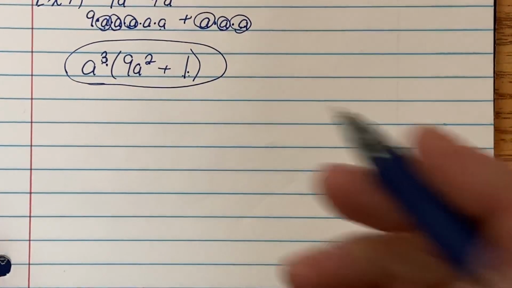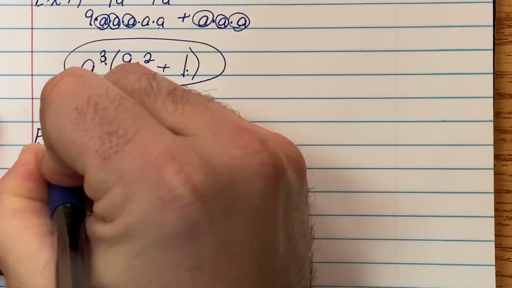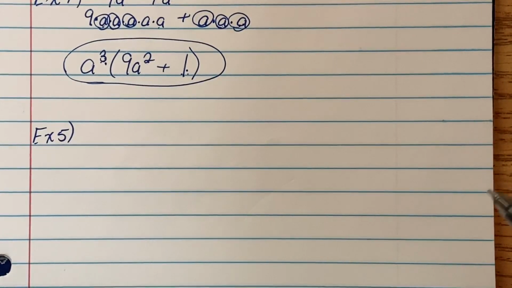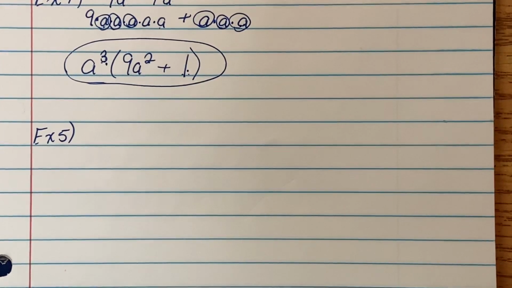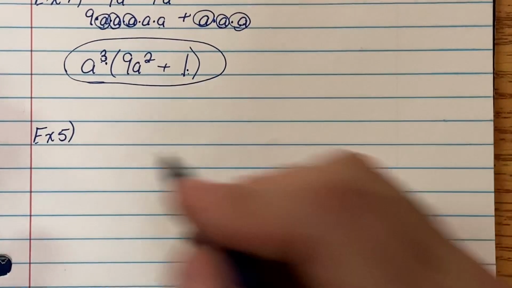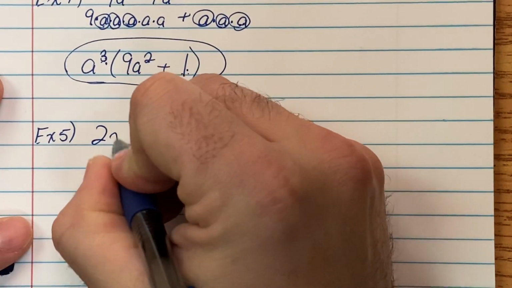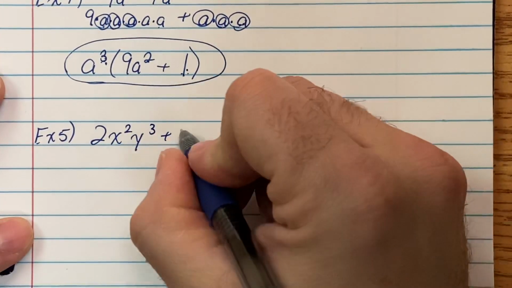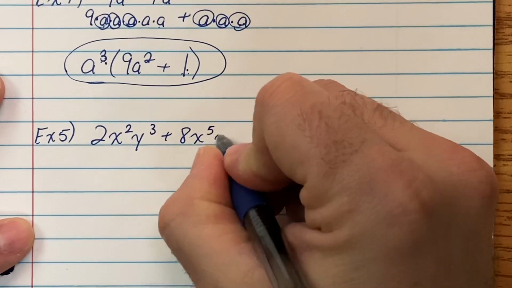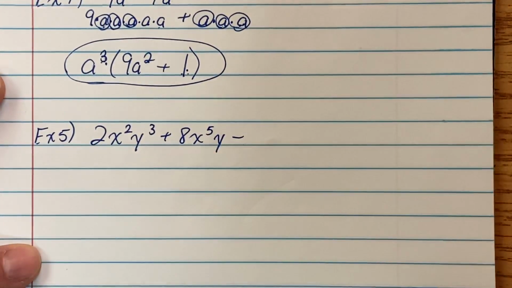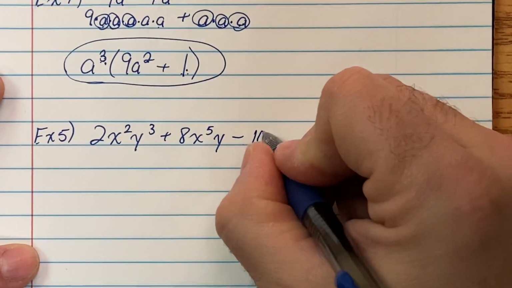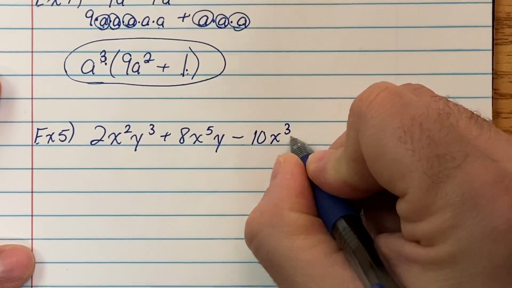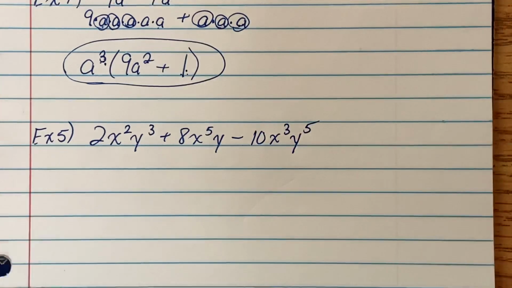I'm going to throw one more example out at you. We can really go on and on with all different types of examples and scenarios, so I'm going to throw one out here with a little bit of everything. We're going to do 2x squared y to the third plus 8x to the fifth y minus 10x to the third y to the fifth.